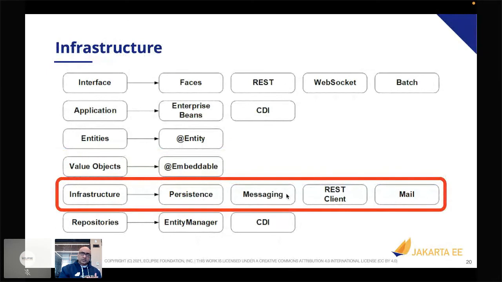A lot of Jakarta EE belongs in the infrastructure layer in one way or the other. So for things like implementations of the entity manager interface, where you're using that, it should probably just be its own separate object that does that. Same thing for JMS, REST client, Java Mail. All of these belong in their own objects in the infrastructure layer typically.